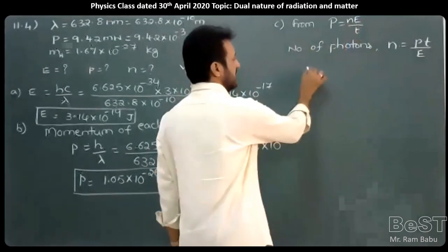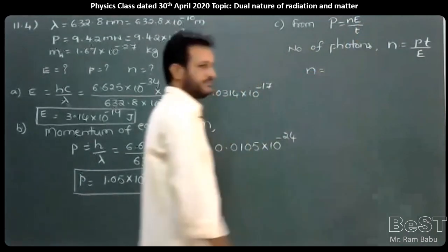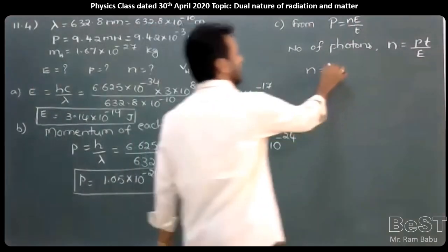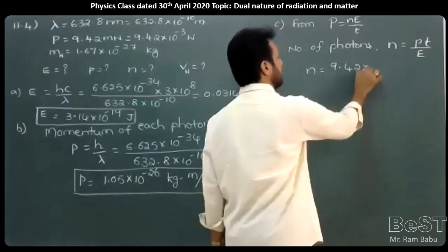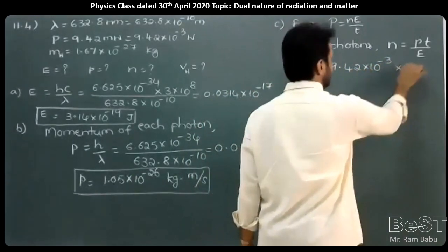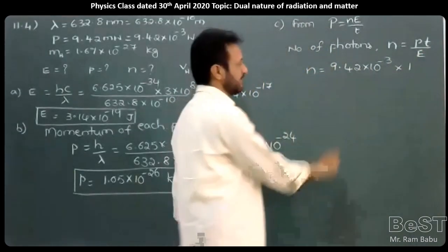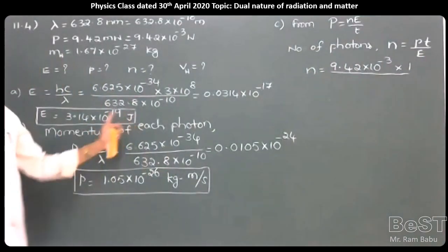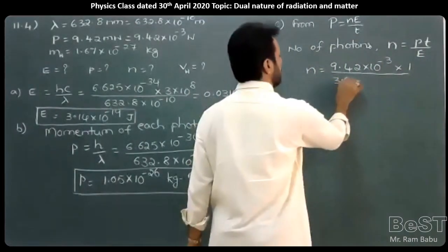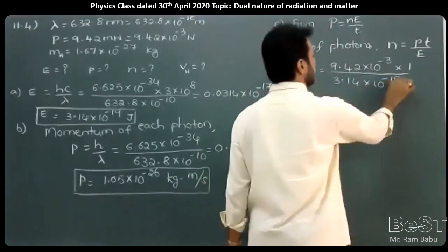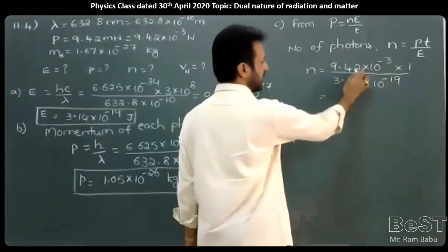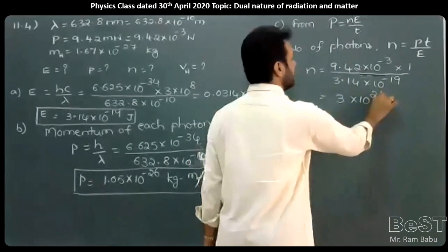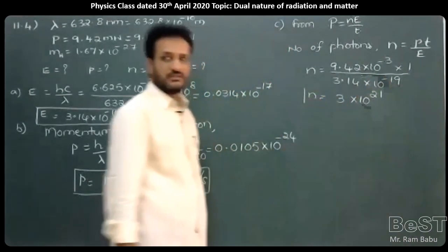Now substitute the values. Number of photons, n is equal to power, given already, P is equal to 9.42 into 10 power minus 3 per second. T I am taking as 1, divided by energy, already calculated here, 3.14 into 10 to the power of minus 19. Now we divide 9.42 by 3.14, equal to 3 into 10 to the power of 21.